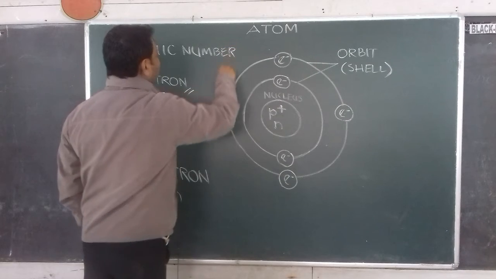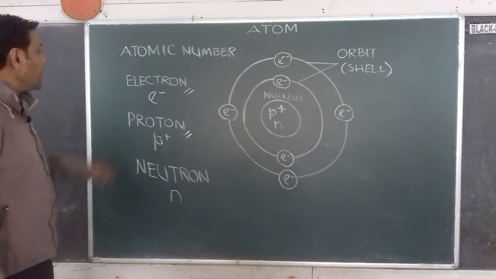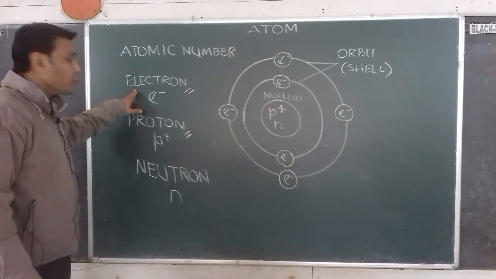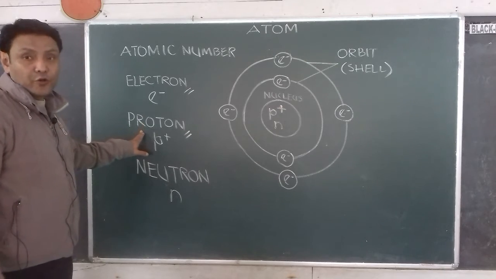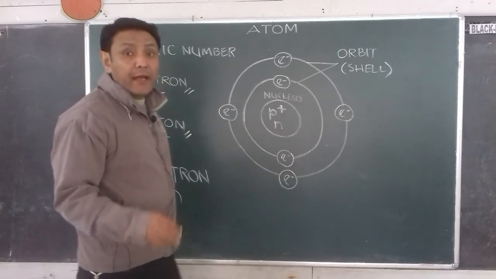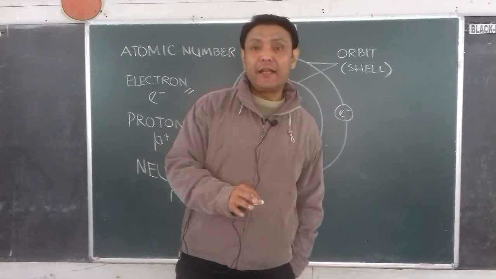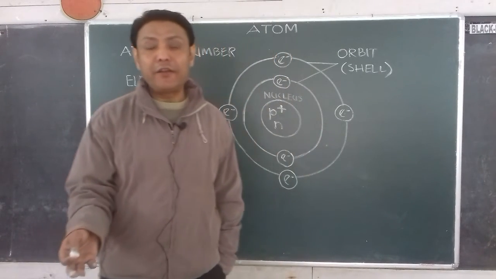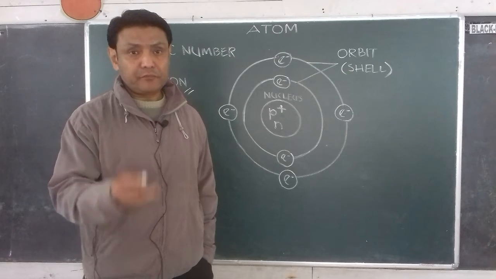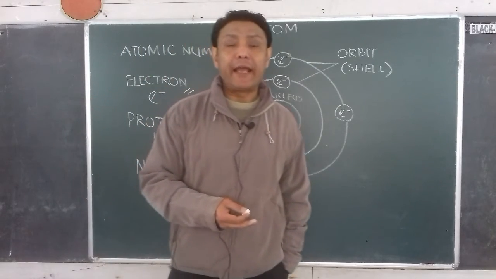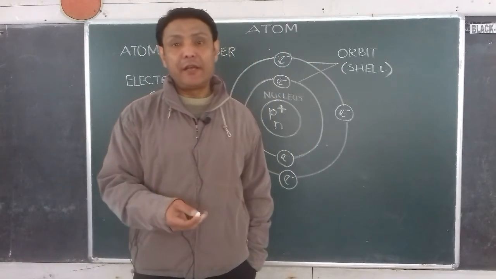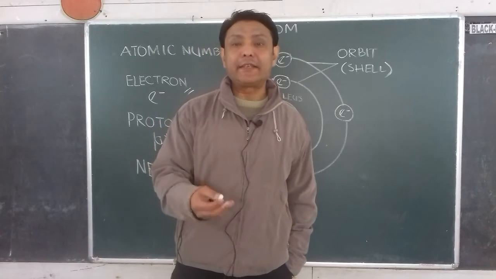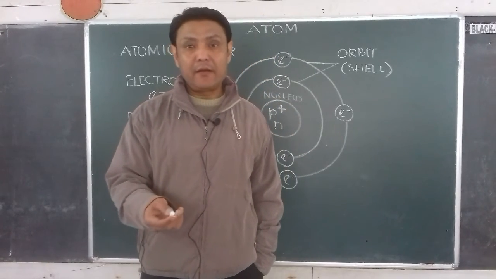This is called the atomic number. Atomic number means it is either the number of electrons or the number of protons in an atom. Now, different elements have different atomic numbers. So elements are different due to the difference in the atomic number, for example, hydrogen. The atomic number of hydrogen, the lightest element, is 1.